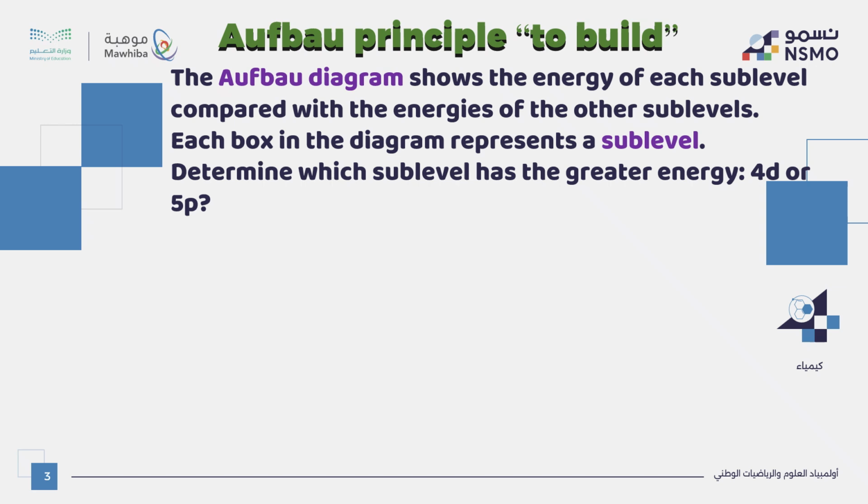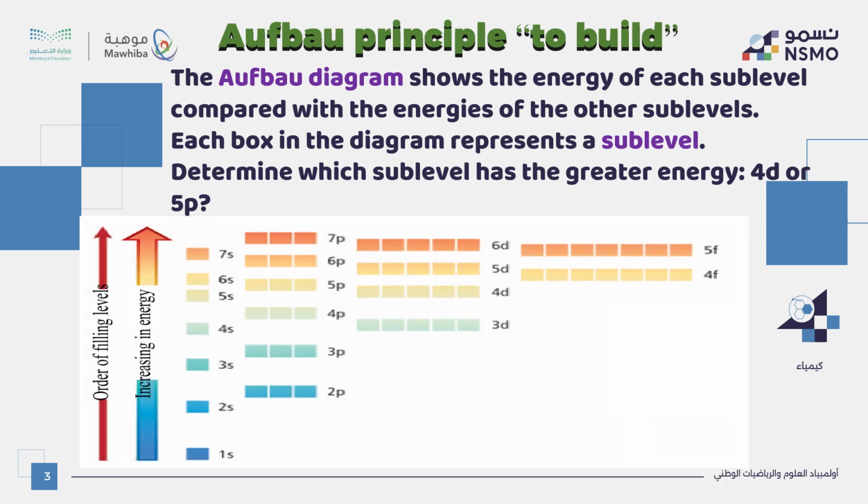Let's apply the Aufbau diagram to answer an important question. Which sublevel has a greater energy, 4d or 5p? According to the Aufbau diagram, the 4d sublevel has lower energy than the 5p sublevel. Therefore, 4d fills before 5p. This shows that energy ordering does not depend only on the principal quantum number.